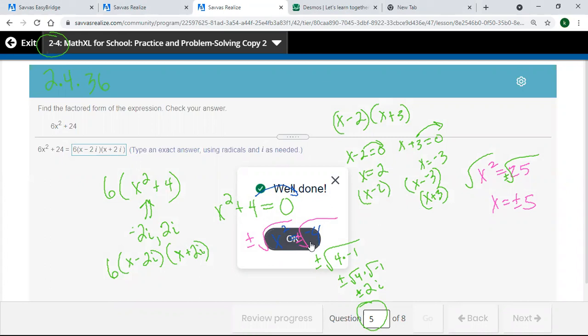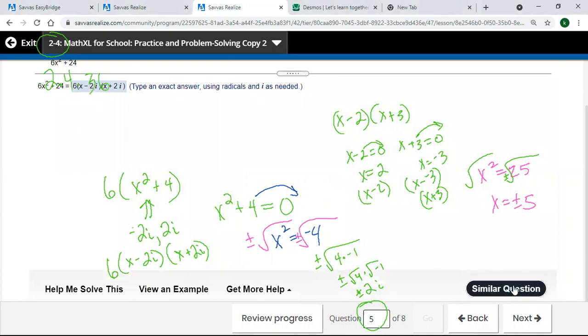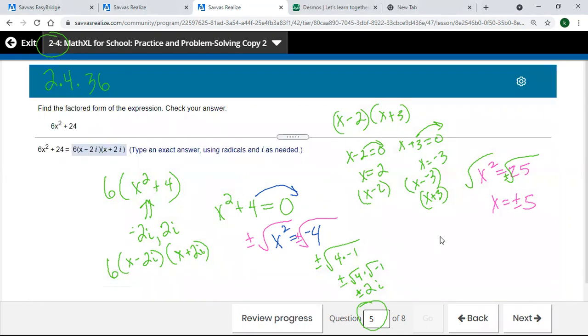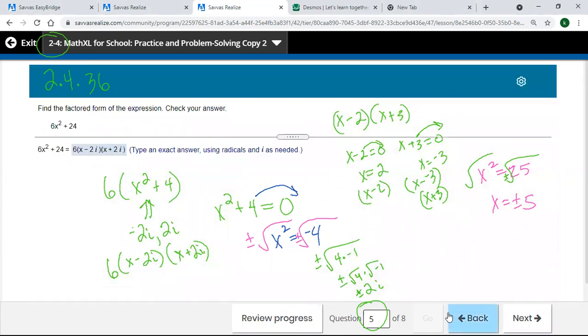So what I would tell you is make sure if you're not sure on your answer, after you even get it, you've got the similar question, more help, or view an example, help me solve this on the bottom of the screen. And even when you think you've got it done right, if you're not very confident, go ahead and do that similar question and try it again.